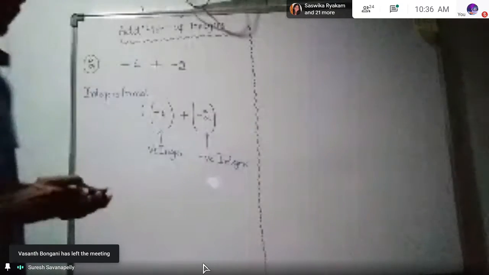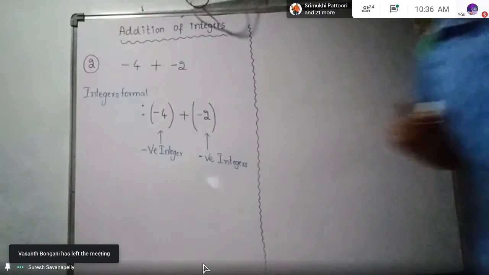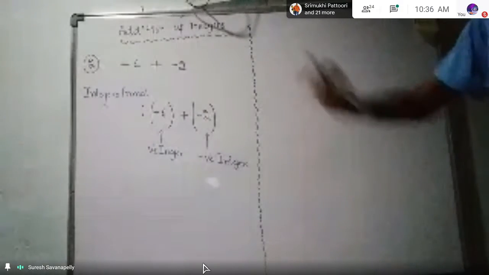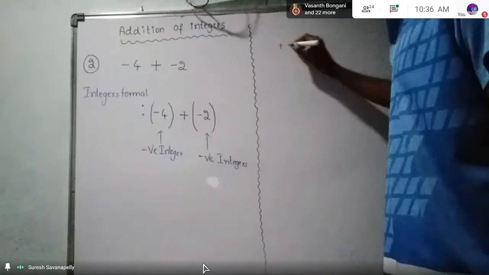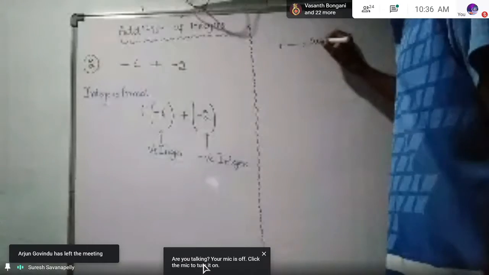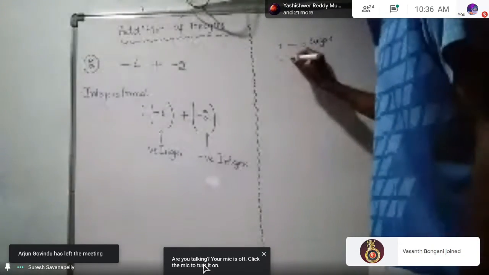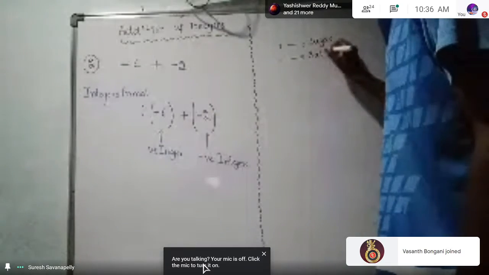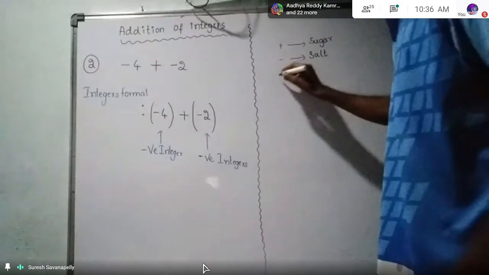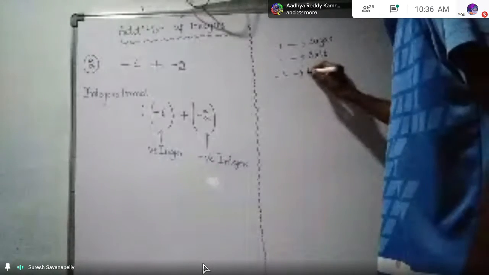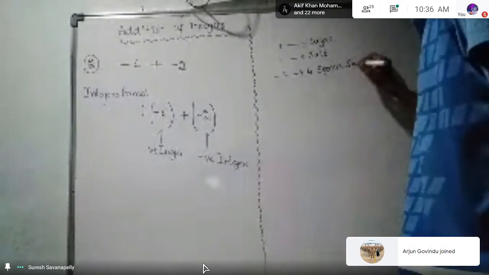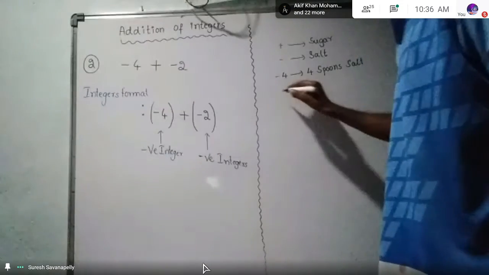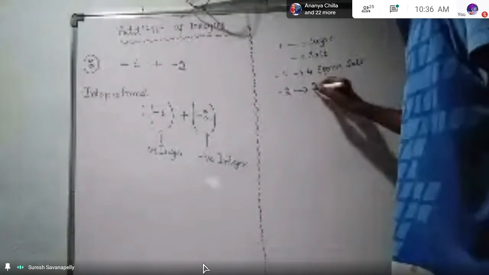To understand this, let me take a small example, just for reference, to understand how to do the addition of two negative integers. I told you already what plus means: sugar, and minus means salt. Now minus 4 means 4 spoons of salt. Minus 2 means 2 spoons of salt.